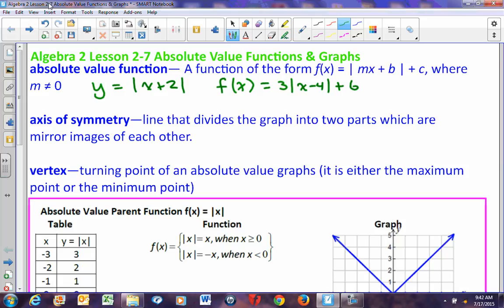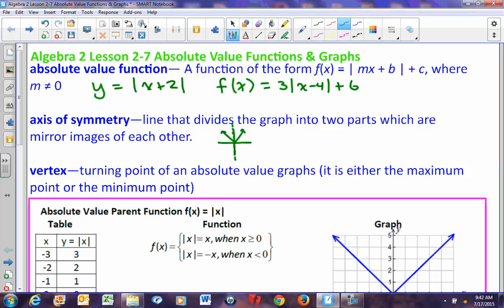The axis of symmetry is the line that divides the graph into two parts, which are mirror images of each other. So if I had an absolute value graph that looked like this, my y-axis would be my axis of symmetry, because the y-axis right here puts it into two mirror images. If I fold it along the y-axis, half of the graph will land on the other half of the graph.